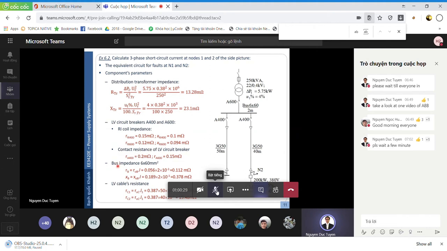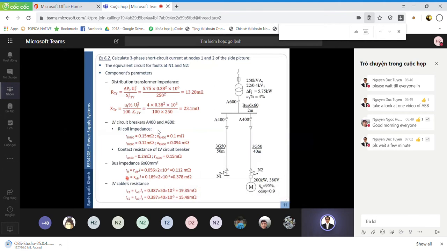the bus impedance. For the bus, we're using the two methods, 6.1 multiplied by 60 bus. And we have the parameters of the bus, the resistance and inductance, right? And also the cable. You can easily find the cable value from the textbook and multiply by the length. The length is 50 and 40 meters, right? And then all the parameters of the system can be found, right?